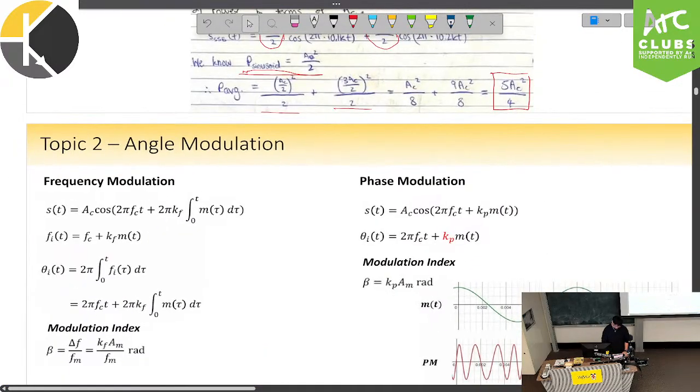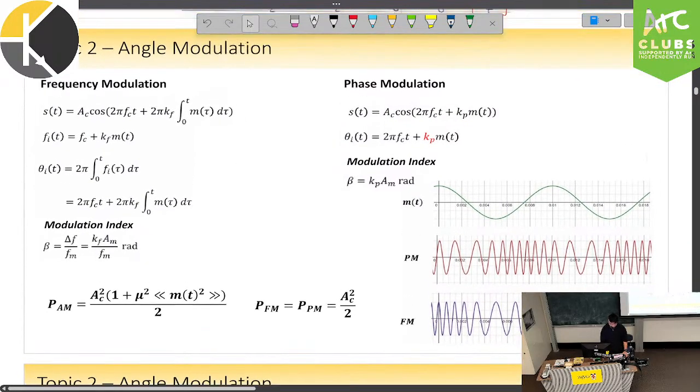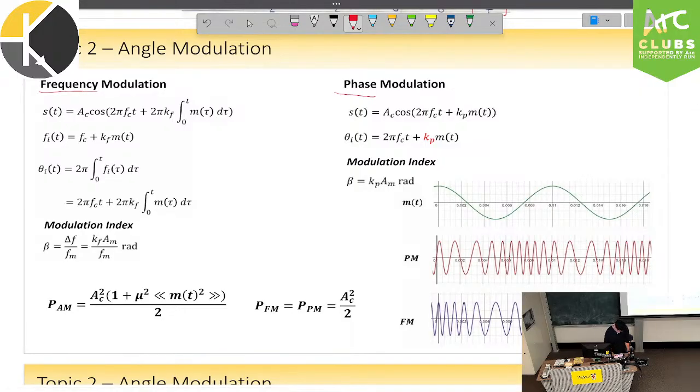Moving on to the second topic, angle modulation. There's 2 main forms of angle modulation, frequency and phase. The relationship between these 2 can be seen when we look at the phase attached to each of these cosine terms, or each of these carriers. We see that this m(t) has an integration attached to it, whereas in phase modulation we don't. So to see the relation between the 2, they're essentially related by an integral and a derivative.